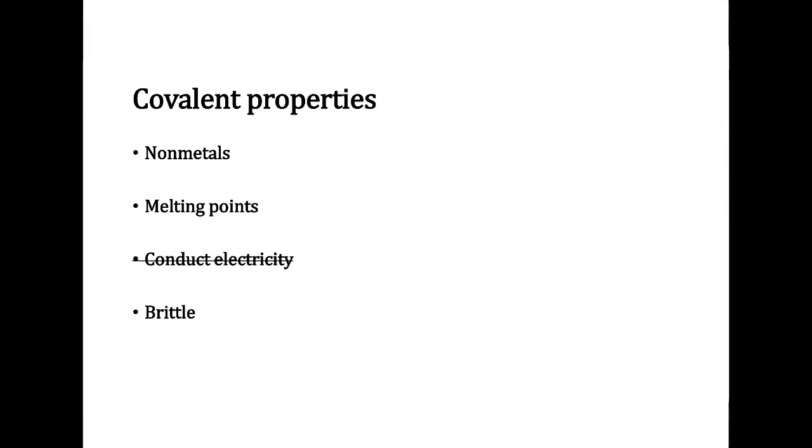Compared to that, covalent compounds, which consist of nonmetals, have low melting points. An example of this might be a crayon. If you put a crayon on a fire, it will melt, whereas if you put salt, it probably will not. Covalent compounds do not conduct electricity, and they tend to be brittle. Waxes, for example, are extremely brittle. You can snap wax quite readily.